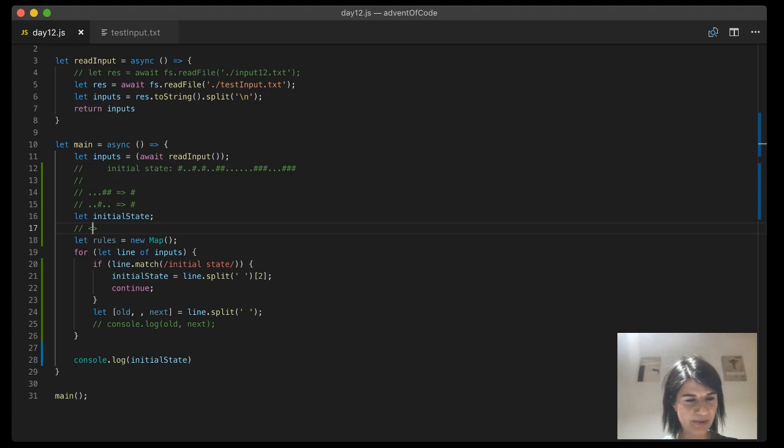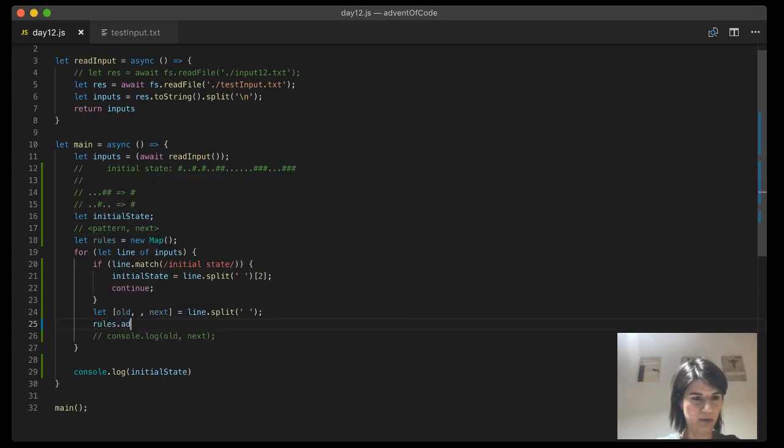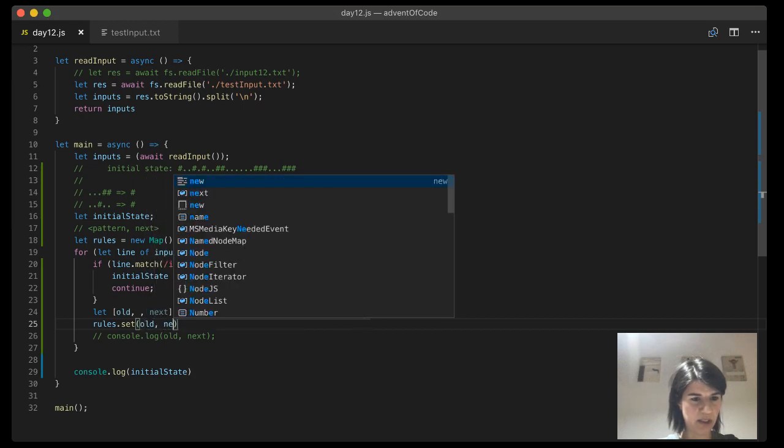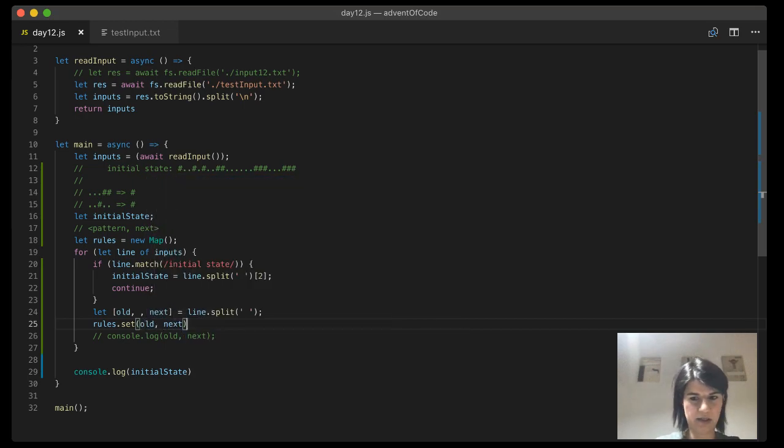Okay, so I want to put in the pattern, and the next one, where pattern is a string, the next is also a string, but with just one character. Okay. So I have an initial state, and I have those, and I need to do rules.set, and I'm setting old with next.